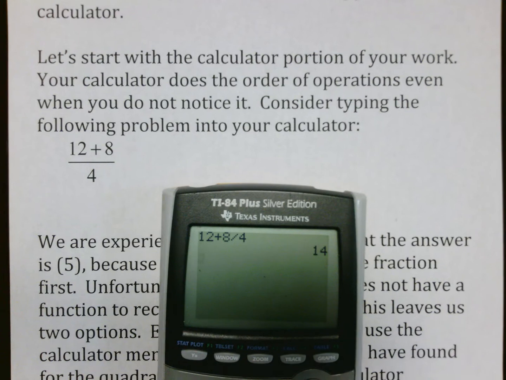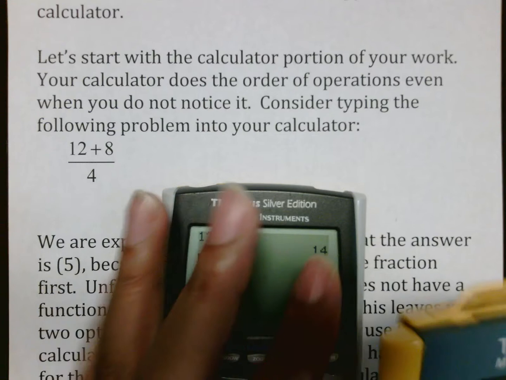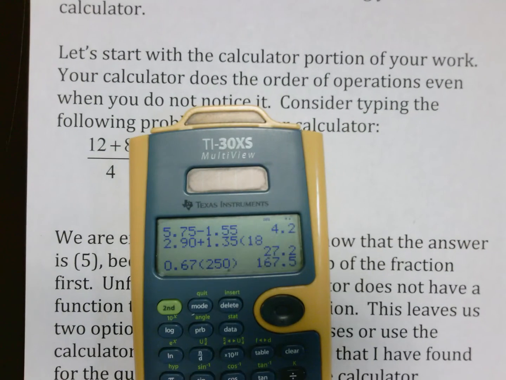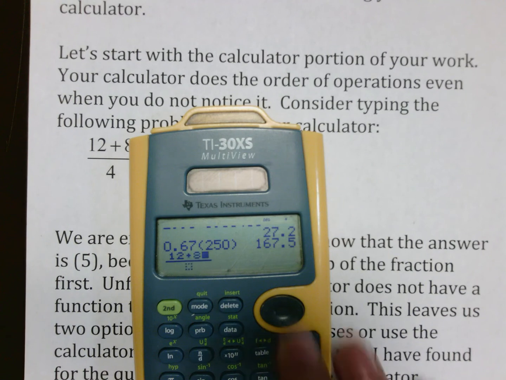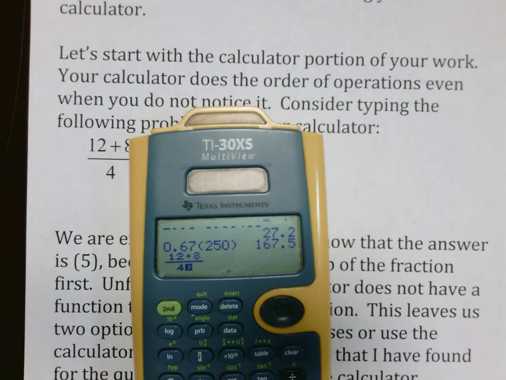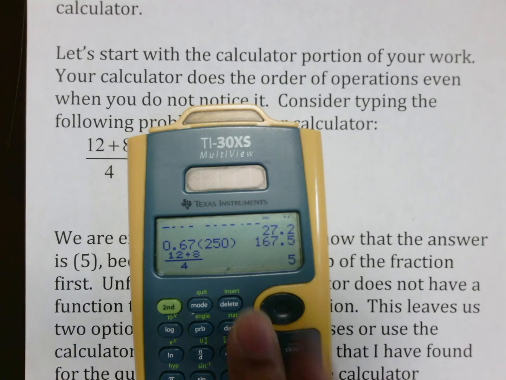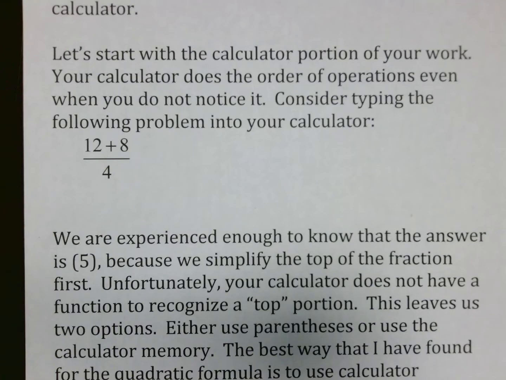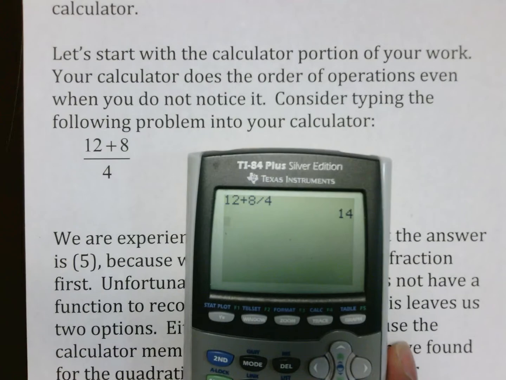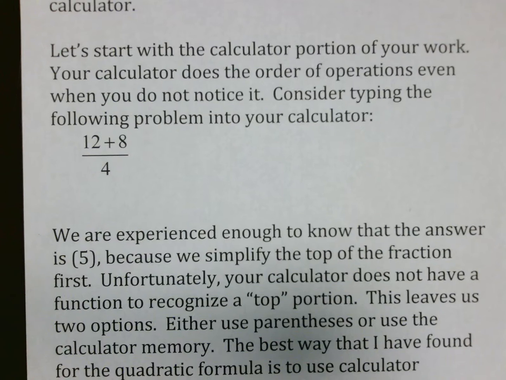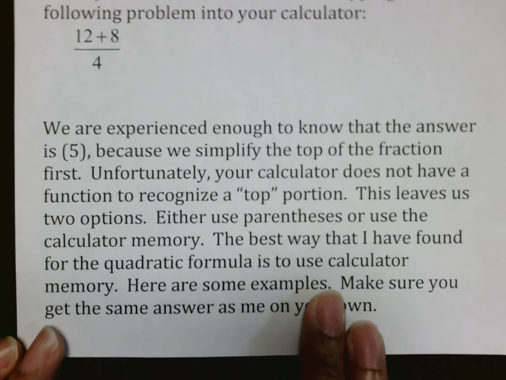So you want to be careful whenever you plug something like this into your calculator, because this particular calculator and any calculator that doesn't have a numerator denominator function like this does is going to cause you an issue. Again, on this one you can do 12 plus 8 specifically on the top, 4 specifically on the bottom, and get the proper answer. But if it does not have the fraction button, which this does not have, you need to be careful whenever you type that in.